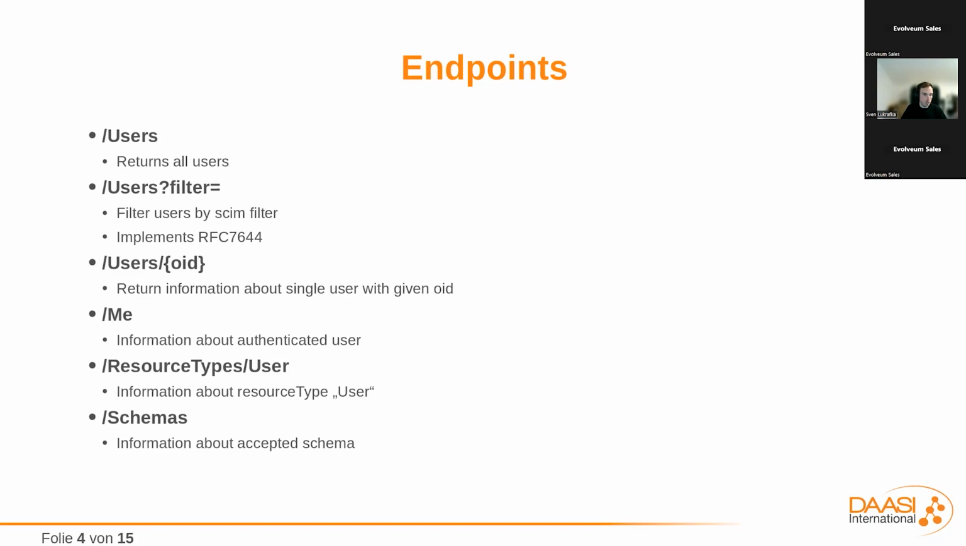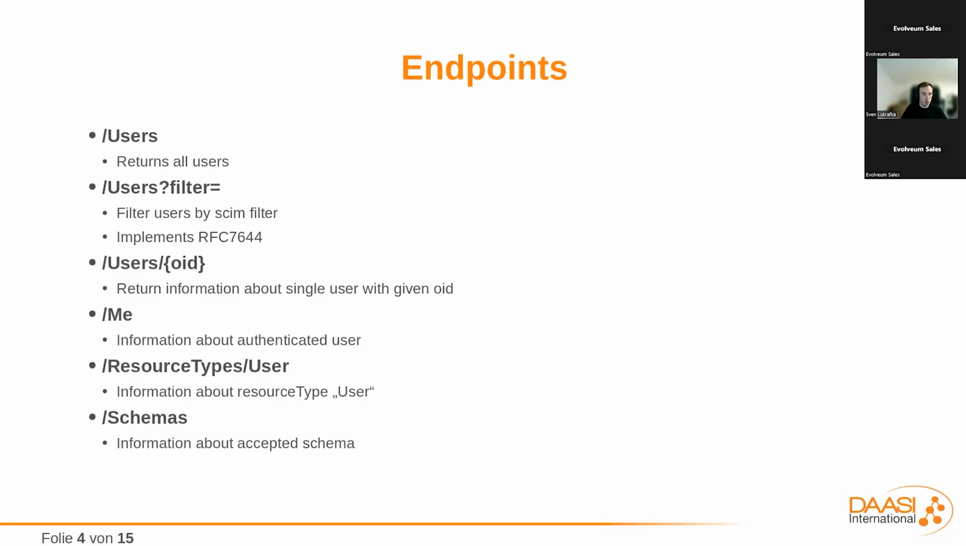Then we have the /me endpoint. This one gives you information about the authenticated user. The endpoints of the SCIM overlay are protected with basic auth, so you have to provide some kind of authentication. And if you just want to get information about yourself as the authenticated user, you can call the /me endpoint. The result will be the same as if you call /users/OID with your OID, the OID of the object which represents you in MidPoint.